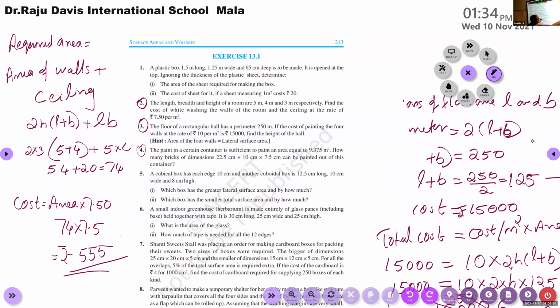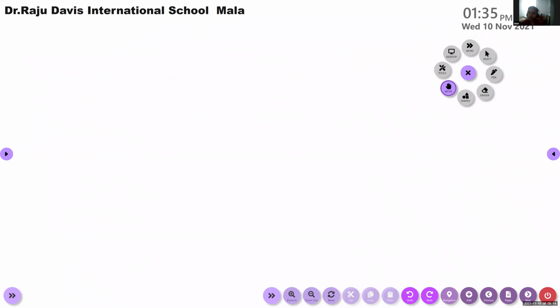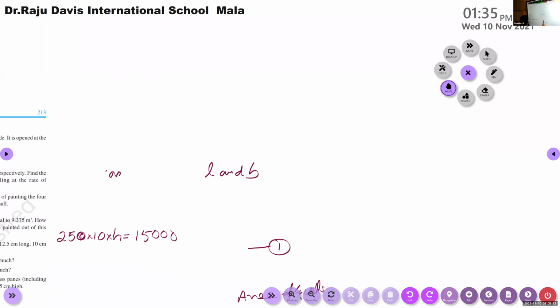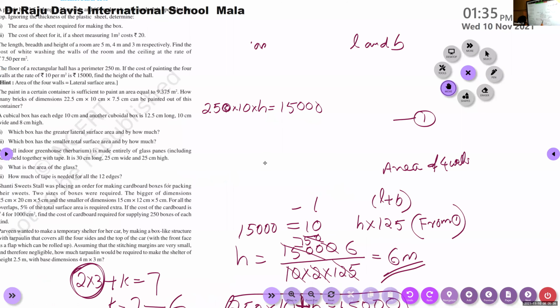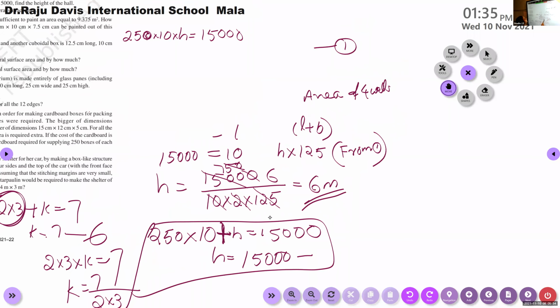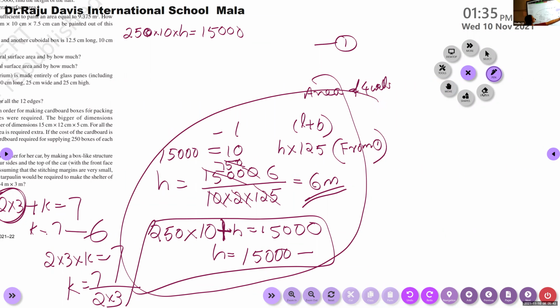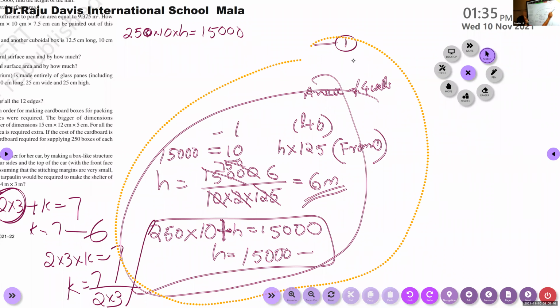250 into 10 into H is equal to 15,000. Yes, that same thing we did, but we wrote so many steps, only the difference. You're correct, Alan. I wrote all the steps because this year, for this exam, you are going to write a descriptive paper, so you have to write the steps. Okay, the same thing.